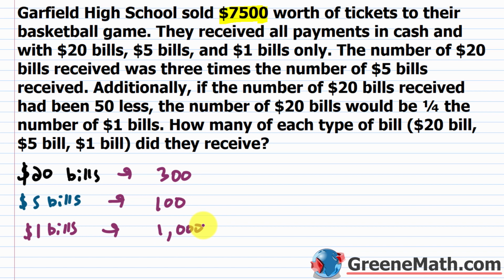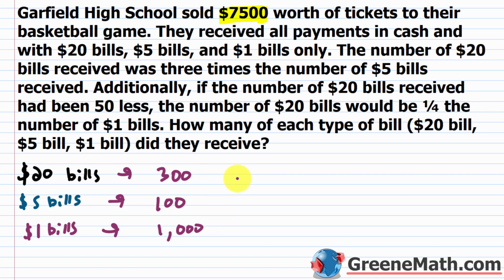Okay, checking this again, we know that the 7,500 part is good to go. But going back through, it says the number of $20 bills received was 3 times the number of $5 bills received. We have 300 for the number of $20 bills, 100 for the number of $5 bills, so that checks out. Then it says additionally, if the number of $20 bills received had been 50 less, so it would have been 250, the number of $20 bills would be 1/4 the number of $1 bills.